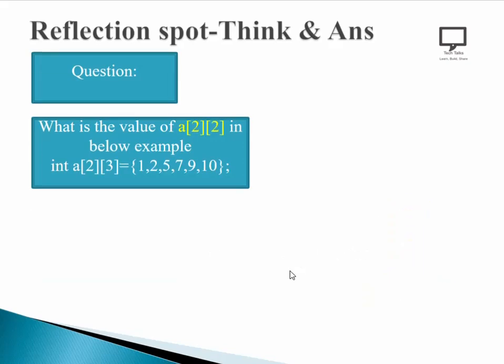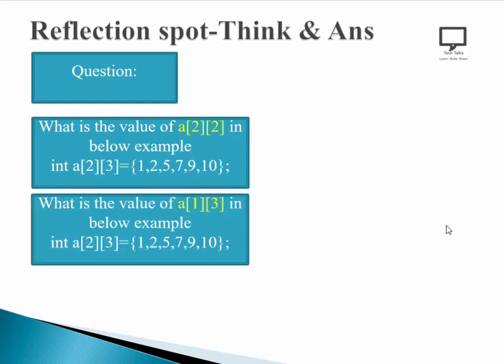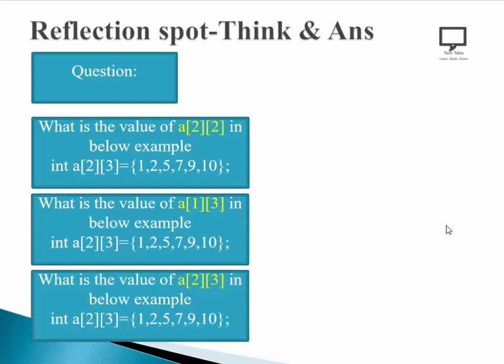Now let's have a look here. What will be at index position 2, 2? Can we access any element from this position? Let's think and answer in the comments. For this one also, let's find which element is present at position 1, 3 and at position 2, 3. Is there any element present at these positions?